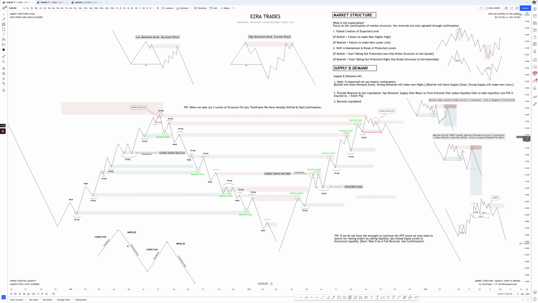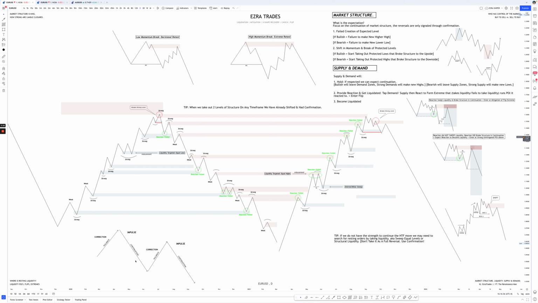A continuation to the downside as we are overall bearish. So at this point, the higher time frame is bearish. So the continuation to the downside is what breaks structure to the downside, right? Whether the volume or momentum behind that break of structure, that's another part that we're going to cover in this video, but that's what the continuation is.